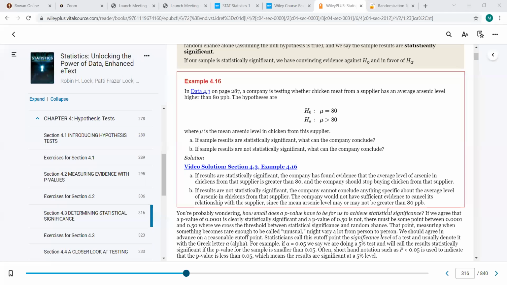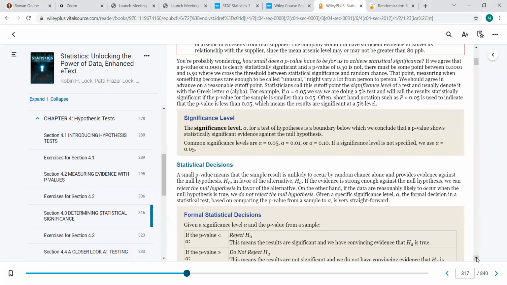All right, so here is the general rule. It's actually in your book, and you should write this down in big, bold letters because you need to know this. All right, the significance level for a test of hypothesis is a boundary below which we conclude that a p-value shows some statistically significant evidence against the null hypothesis. When we say something is statistically significant, we're saying reject the null hypothesis. All right, clear?